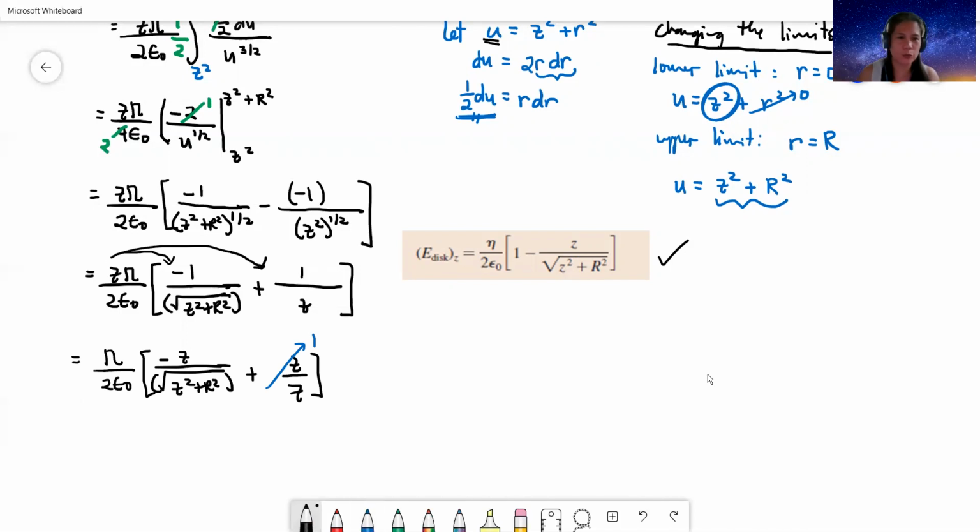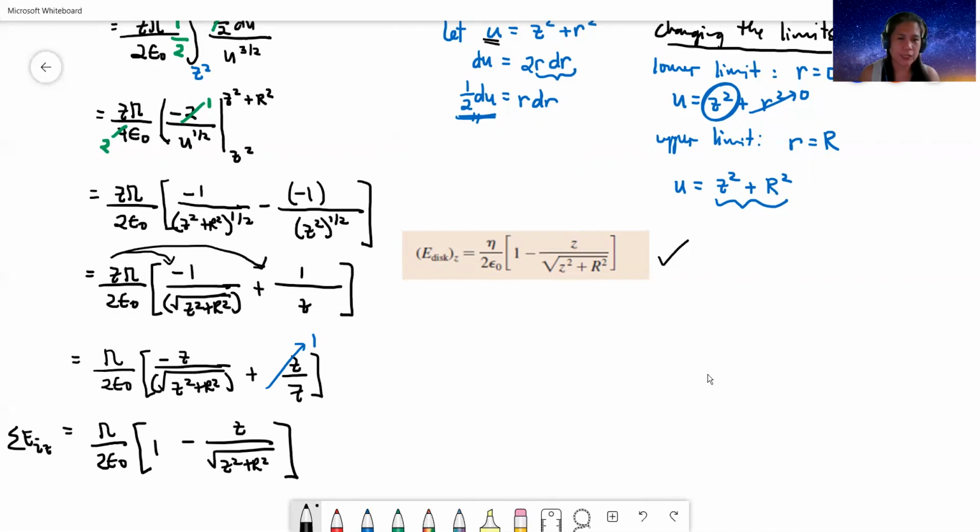So we can also do that. We just interchange the 2. So this becomes eta over 2 epsilon sub naught, and then we write number 1 first, and then minus, you have the z over square root. Yay! We got it! This is now the summation of all the dE_z.